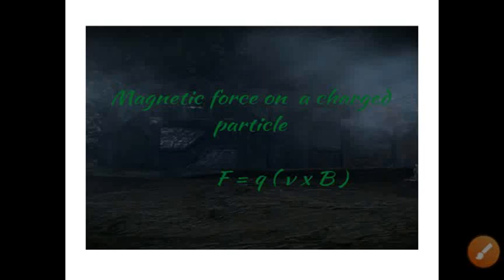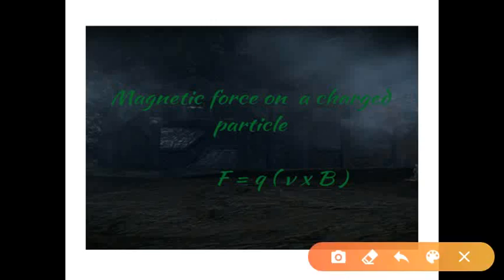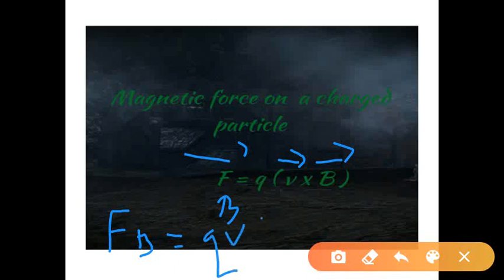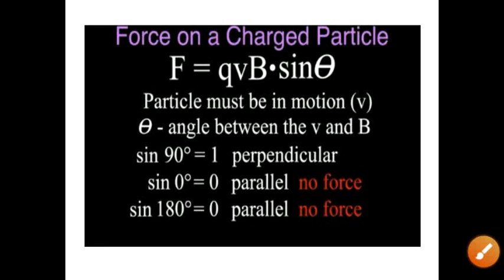So, I will repeat: the magnetic force on a charged particle, vector FB, equal to Q into vector V cross vector B, or the magnitude is FB equal to QVB sin theta. Here theta is the angle between V and B, that is, velocity and magnetic field. Let us consider three cases.